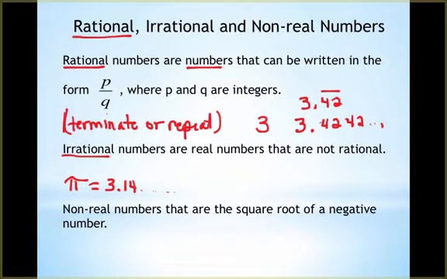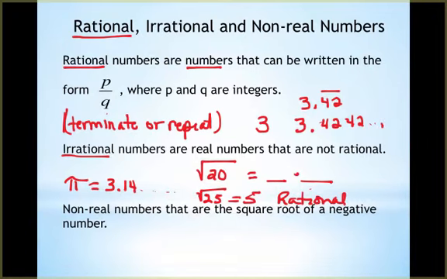Common irrational numbers are square roots that are not perfect squares. So if I had like the square root of 20, there is not a nice number that times itself would give you 20. If you work out the square root of 20, that's an irrational number. But the square root of 25 is rational because the answer would be 5. So if you're doing the square root of something that's not a perfect square, it's irrational.